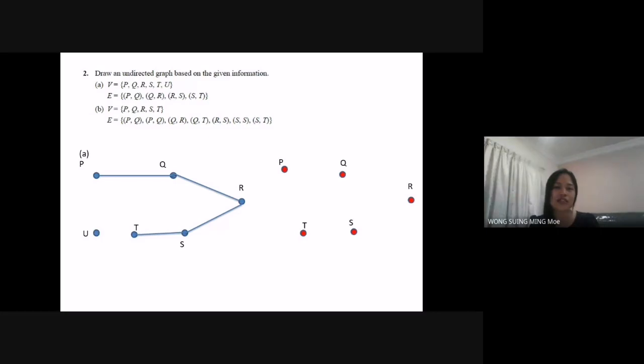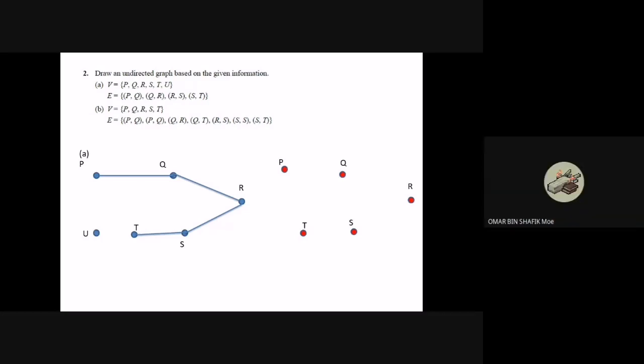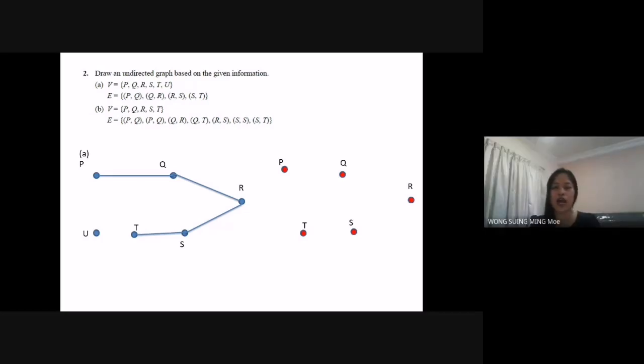If I draw the vertices first, it's like this. Or you can draw one by one also. So PQ and PQ. Just now I mentioned, what is that? Multiple edges, teacher. Yes, very good. So I draw the multiple edges here. After that, QR is a straight line, right? So I draw one line from Q to R like this. And QT from Q to T.